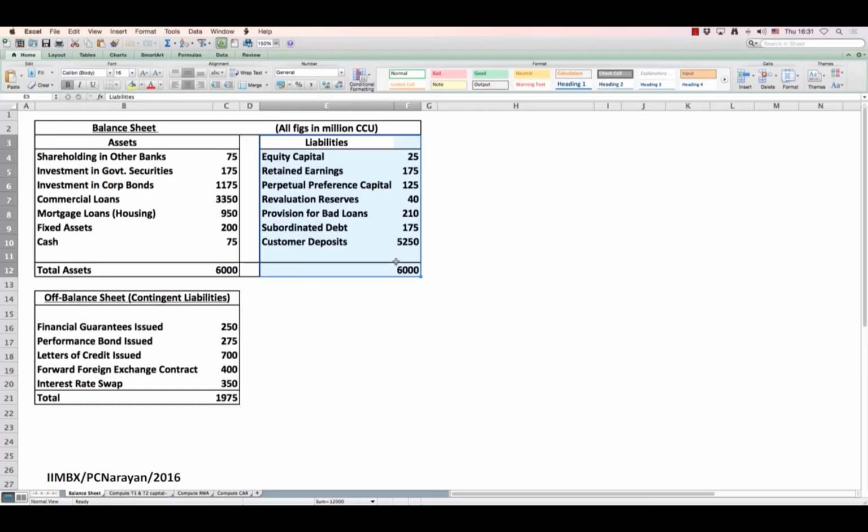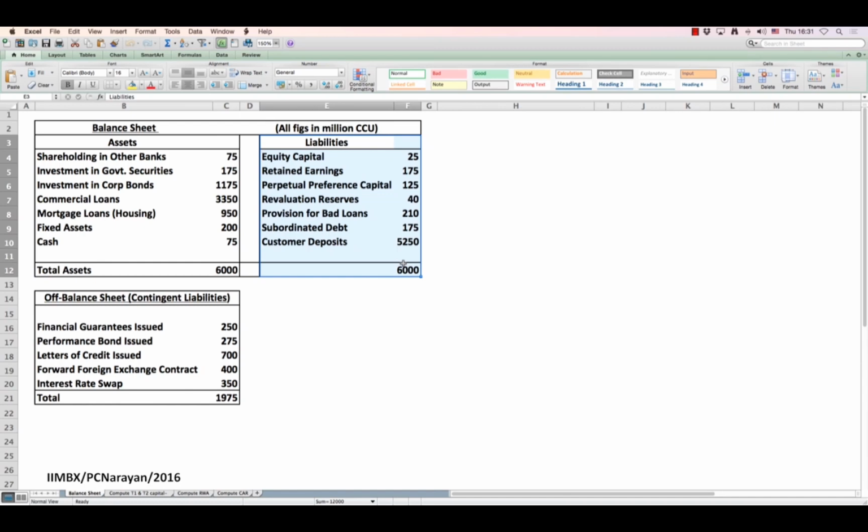So here's the spreadsheet that will help us understand the computation of the capital adequacy ratio. In the very first worksheet, I presented only the balance sheet of the Bank of Utopia. So what we have here, the assets and the liabilities of the Bank of Utopia. The total size of the balance sheet is 6 billion currency units.